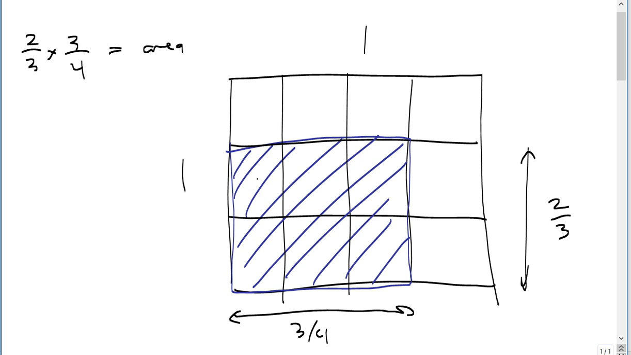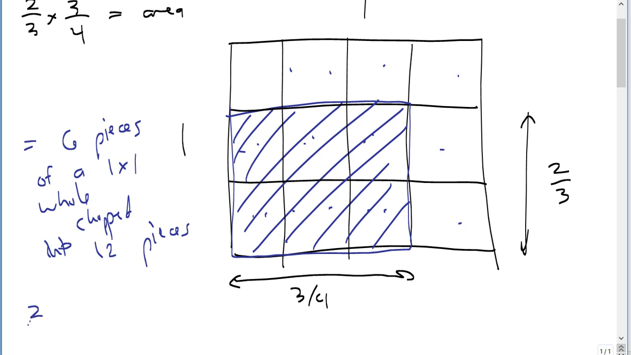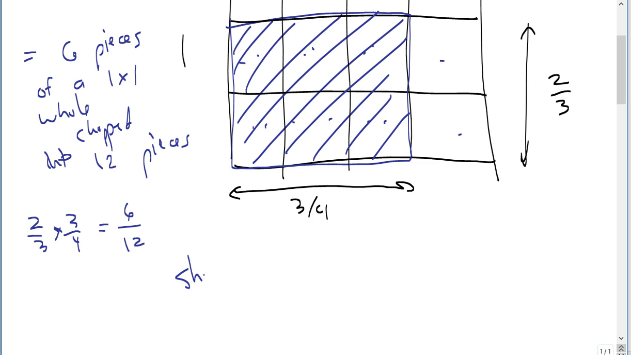And what is it? It's 1, 2, 3, 4, 5, 6 pieces of a 1 by 1 whole chopped into 1, 2, 3, 4, 5, 6, 7, 8, 9, 10, 11, 12 pieces. So that means that 2/3 times 3/4 is the area of this rectangle. The area is 6/12. Now, of course, you could reduce that to 1/2, but let's not. Let's just see the shortcut.